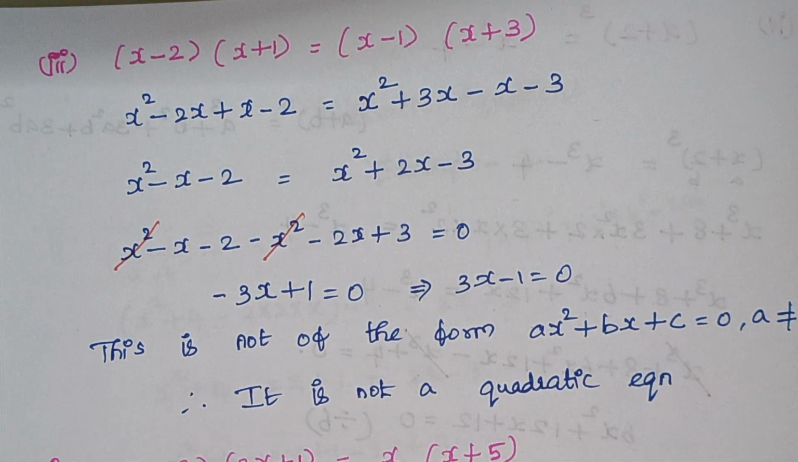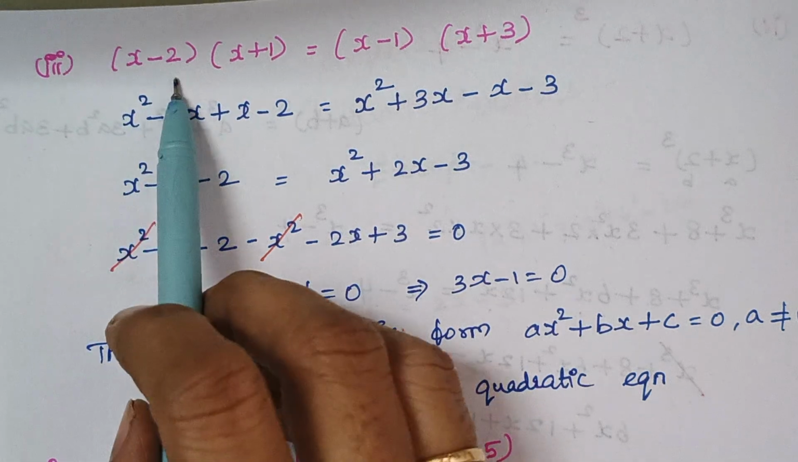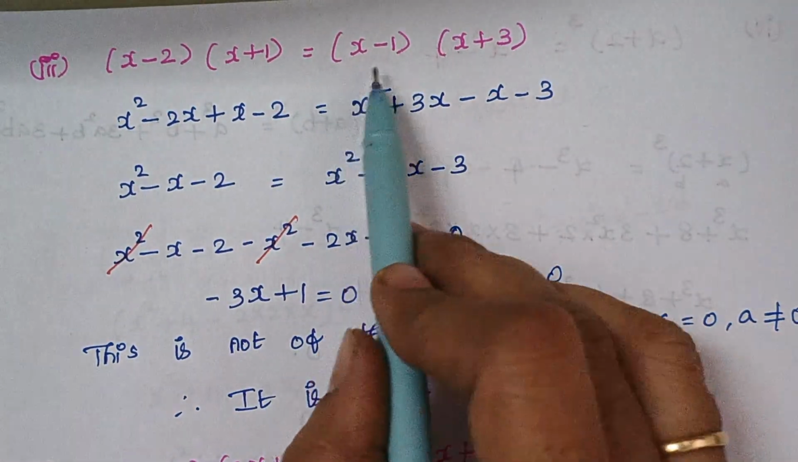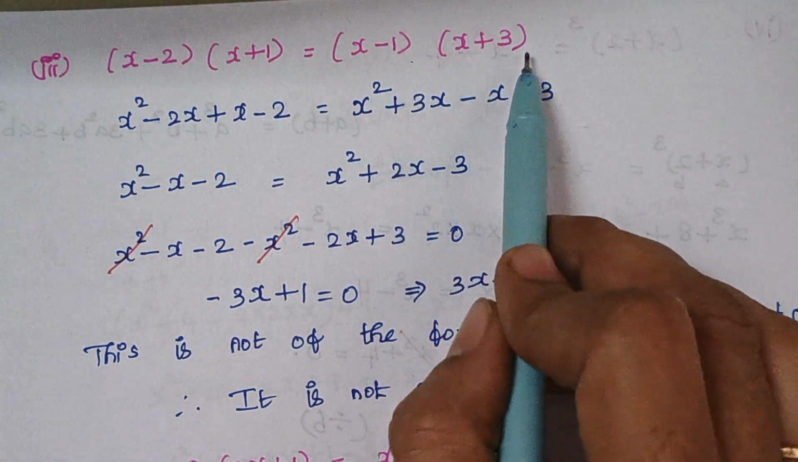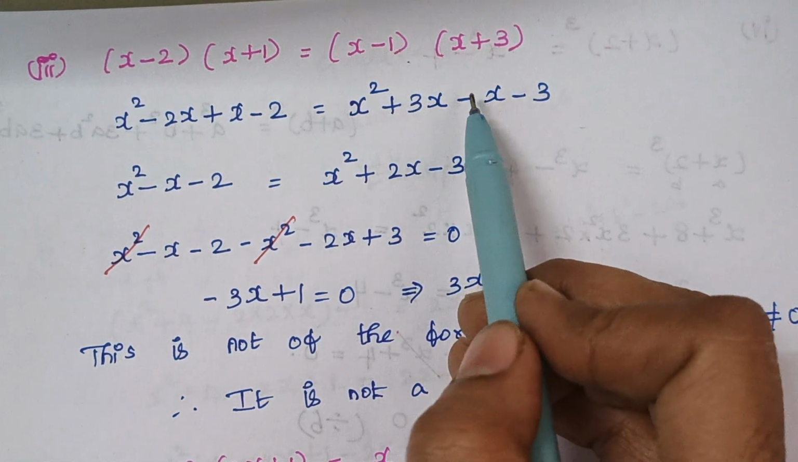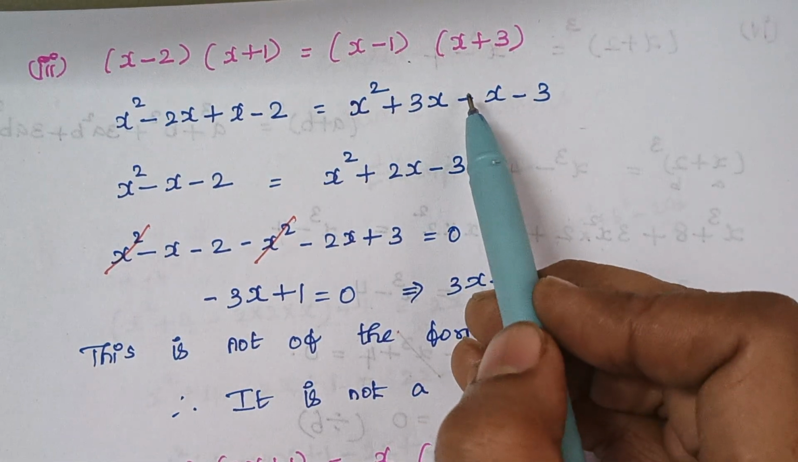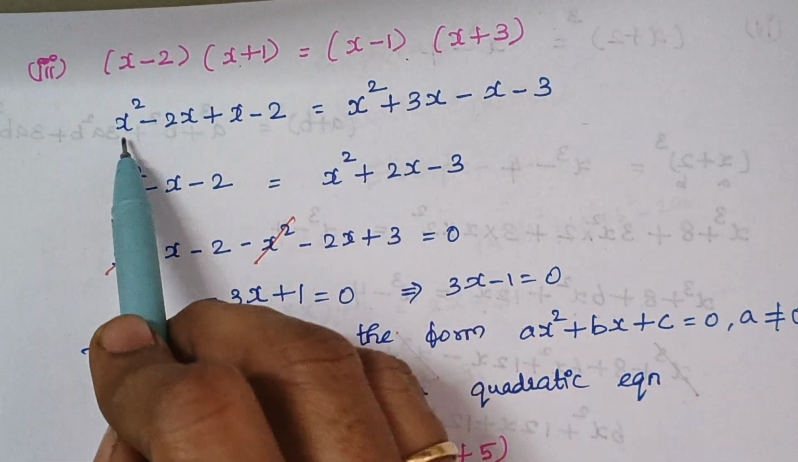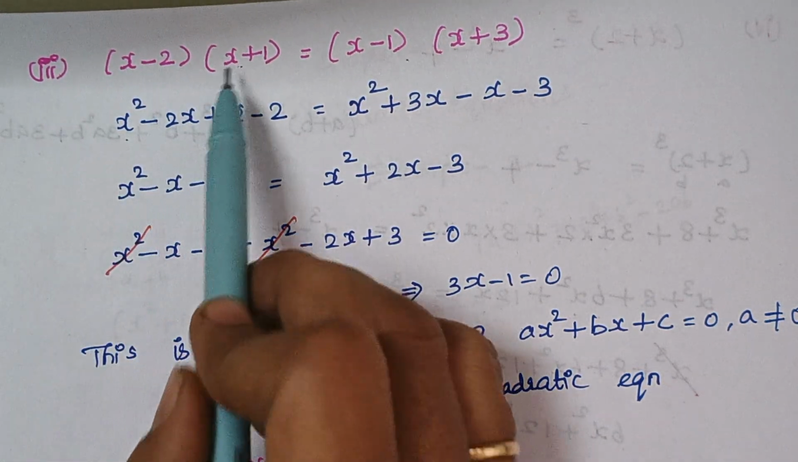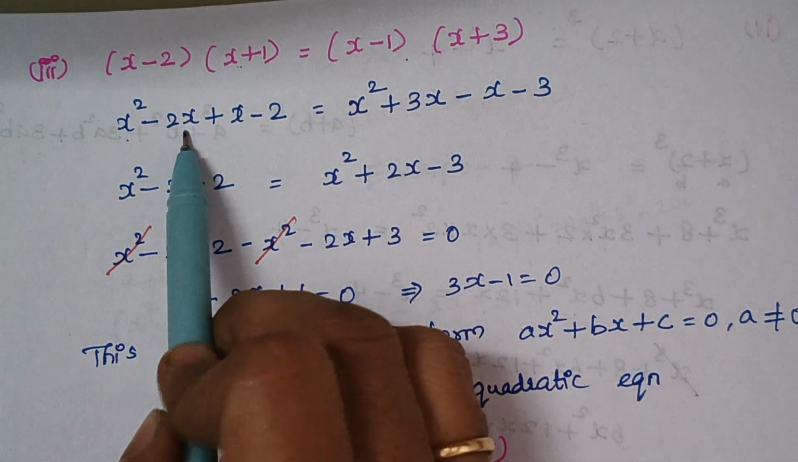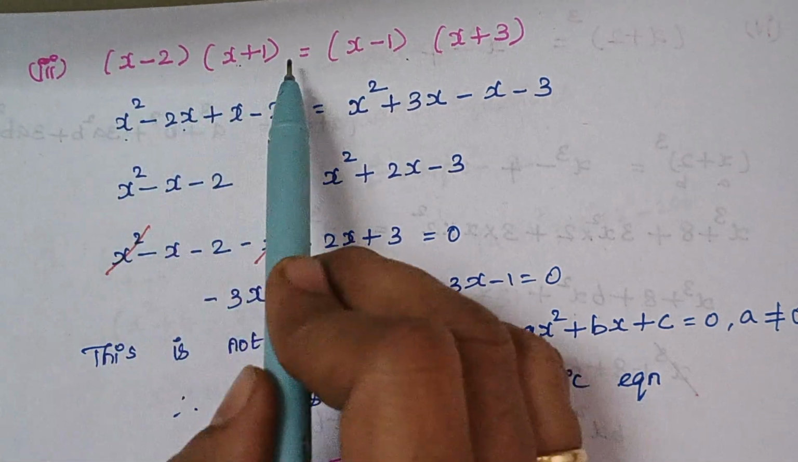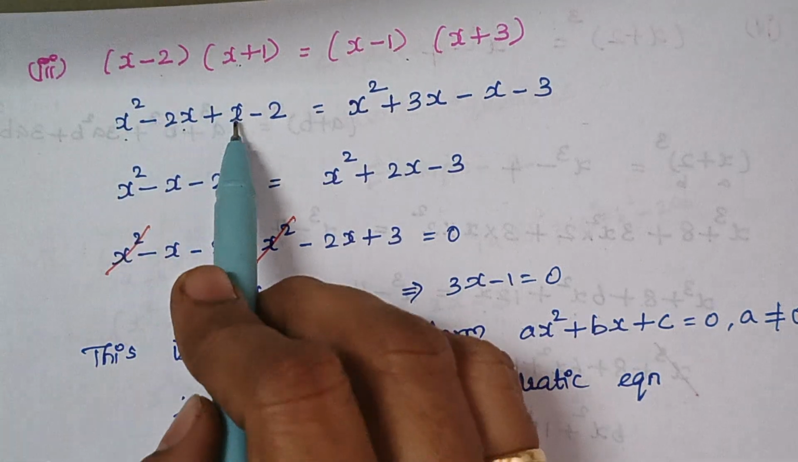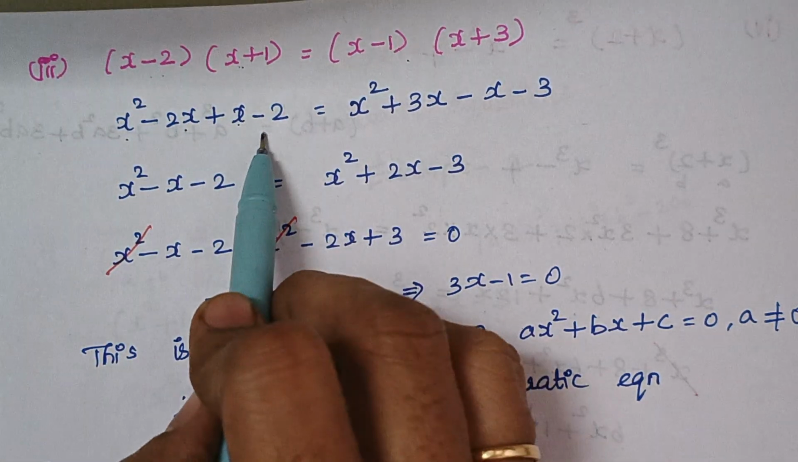So this is your third subdivision. (x minus 2) into (x plus 1) is equal to (x minus 1) into (x plus 3). So here we have to again multiply and rearrange the terms. So when you multiply you see x into x, x square, minus 2 into x, minus 2x. Next I am going to multiply this term with 1. So 1 into x is x and 1 into minus 2 is minus 2.